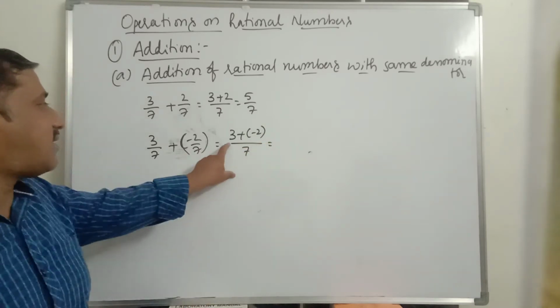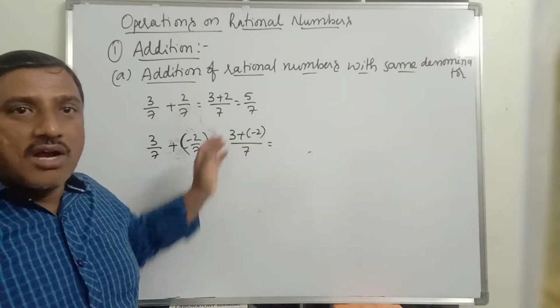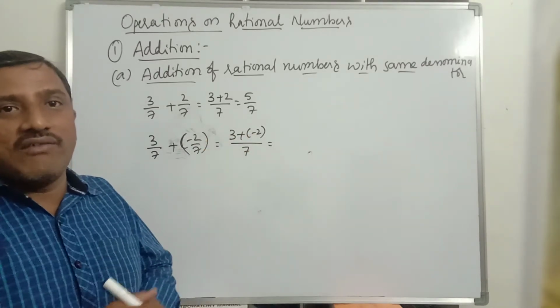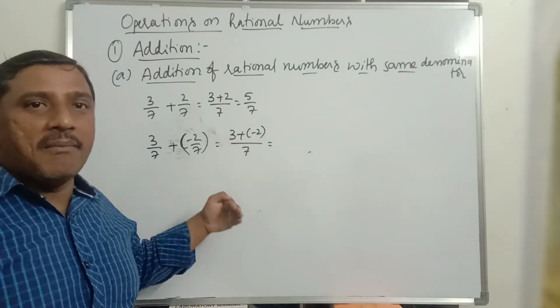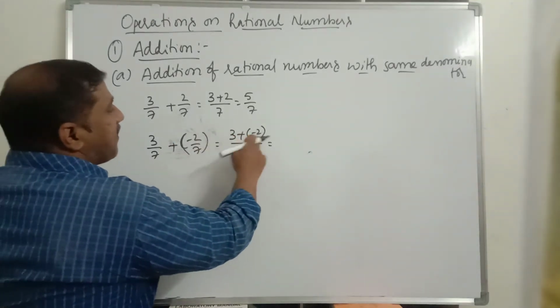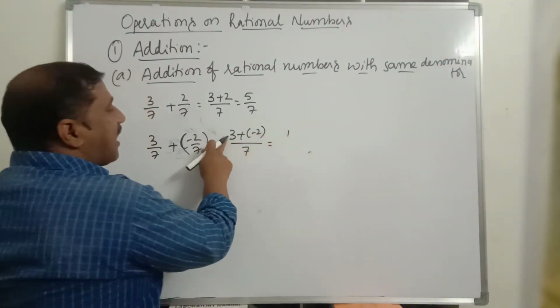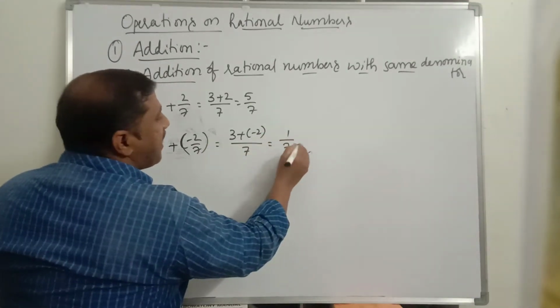We are adding 3 and minus 2, a positive integer and a negative integer. Two different signs are there. Then what we will do? We will subtract the smaller number from the greater number and keep the greater number's sign. That is 3 minus 2 is 1, and the greater number is 3, its sign is positive. Therefore we get plus 1 divided by 7.